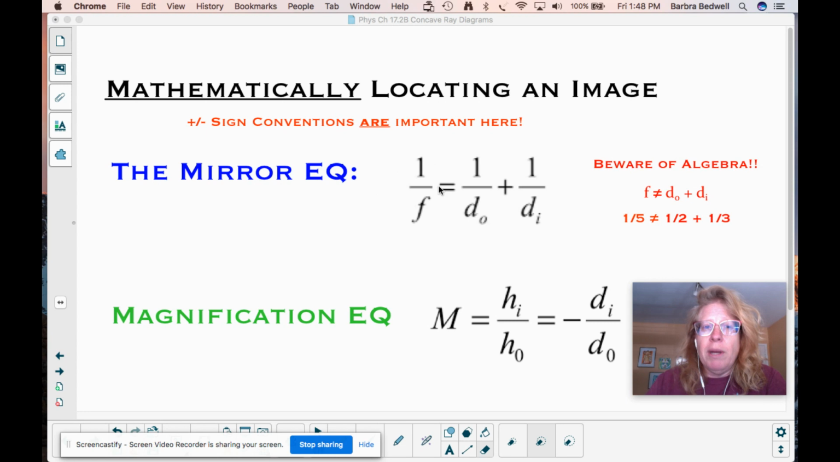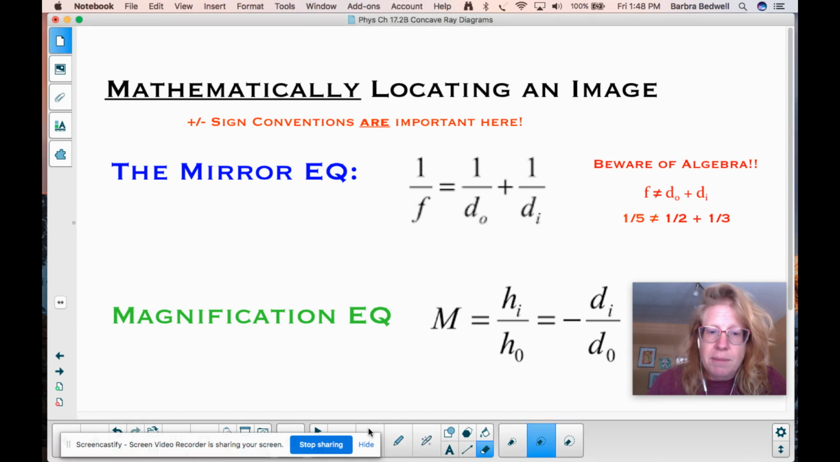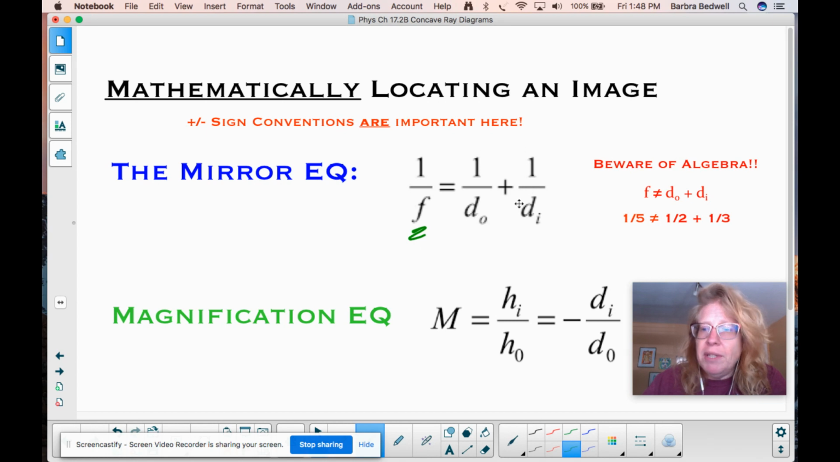One of the things that's weird about the mirror equation, and this works with any kind of mirror, is that this particular thing helps you locate where the image is going to be. It's 1/f, where f is the focal distance, equal to 1/do plus 1/di, distance to the object plus distance to the image. The only thing you've got to be really careful with is your algebra, because these are fractions.